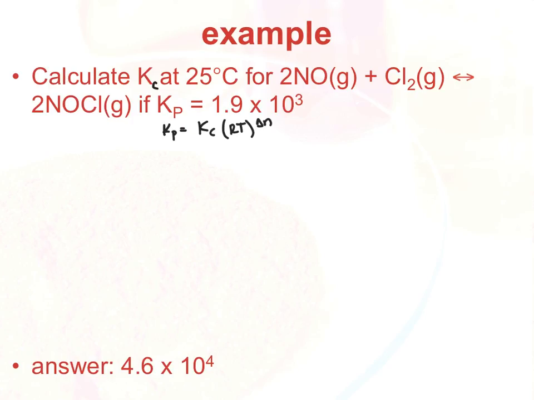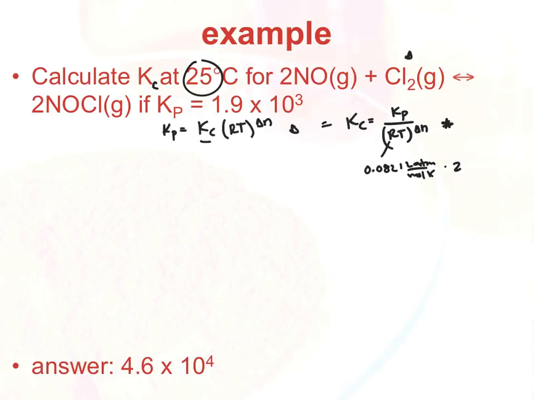So here they're asking us to calculate our Kc value at 25 degrees C for this reaction. Notice they've given us Kp and they want us to solve for Kc, so we're going to have to manipulate this equation to solve for our Kc. Now that we've manipulated that equation, we're going to solve for Kc. First of all, we know our constant, 0.0821 liter atm per mole Kelvin. We know this value. We know that our temperature of 25 degrees C in Kelvin is going to be 298 Kelvin. So we also know that constant.